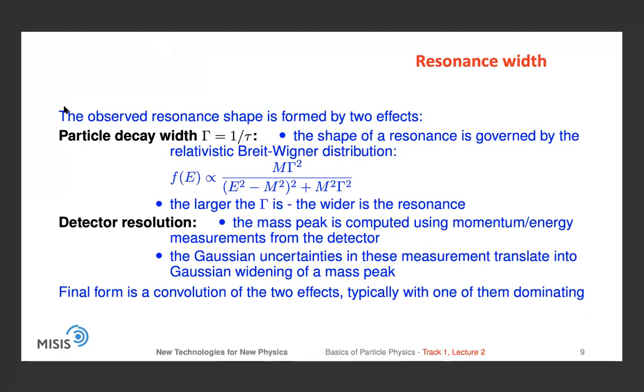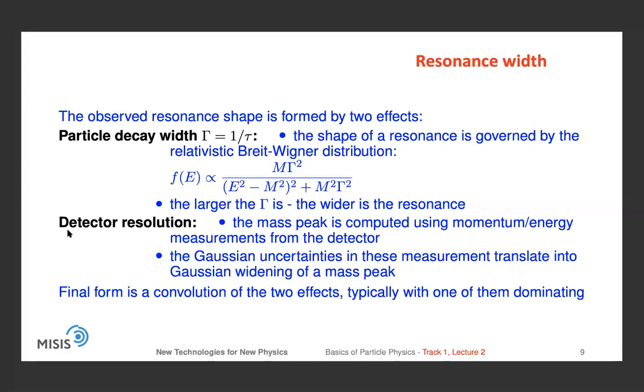Basically, the observed resonance shape is formed by 2 effects. First effect is the one which we are looking into right now, the particle decay width gamma, which is equal to 1 over the lifetime of a particle. And the shape of a resonance is governed by the relativistic Breit-Wigner distribution. So basically, here's the shape of the peak which you see in the spectrum. Then the larger the gamma is, the wider the resonance would be in principle.